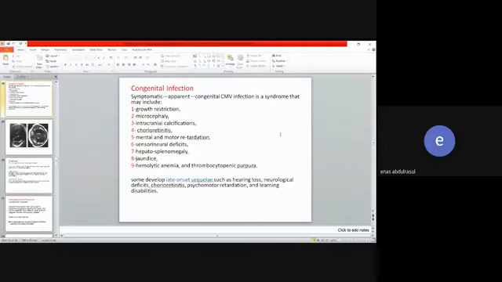intracranial calcifications. انتبهوا على هذه النقطة الانتراكرانيال calcifications لأنها راح تفيدنا بالantenatal diagnosis of fetal infection. As well, the other features might include chorioretinitis, mental and motor retardation, sensory and neural deficits, hepatosplenomegaly, jaundice, hemolytic anemia, and thrombocytopenic purpura.